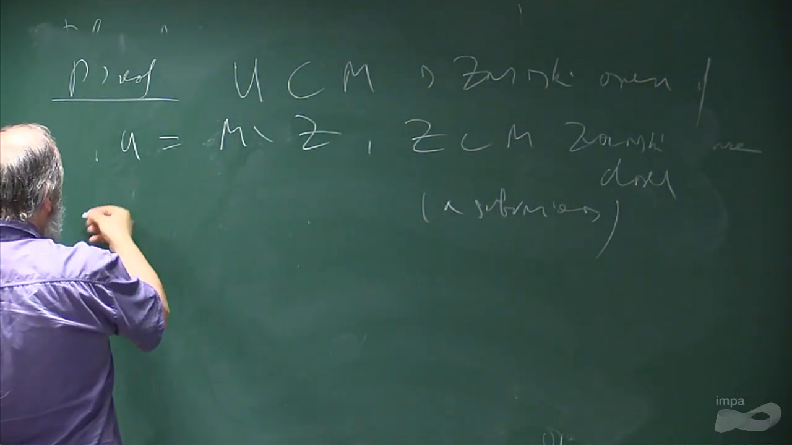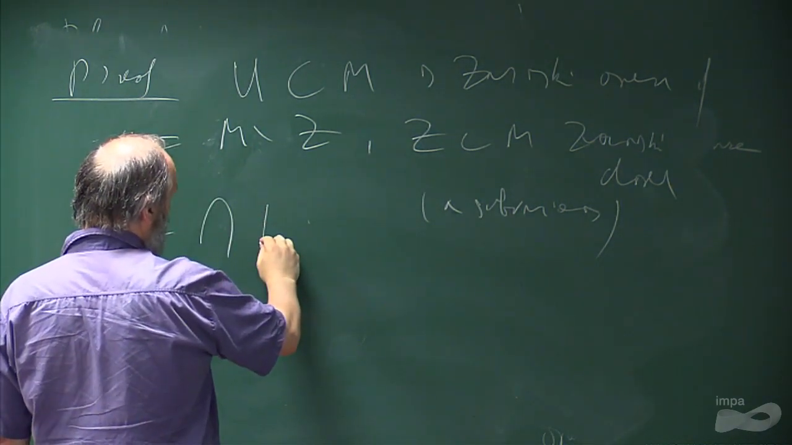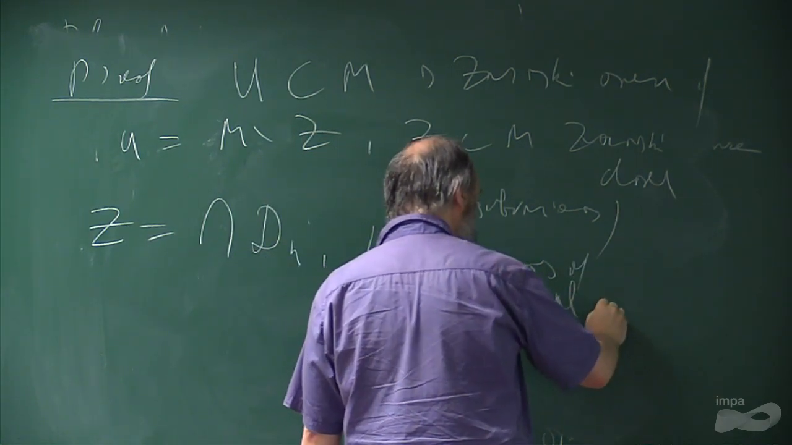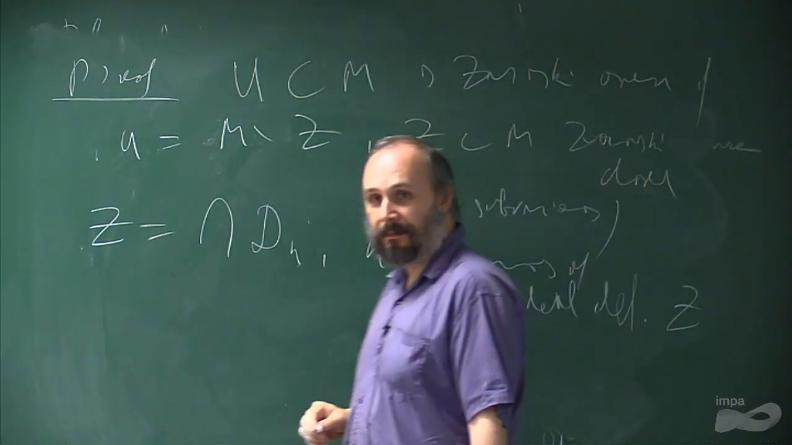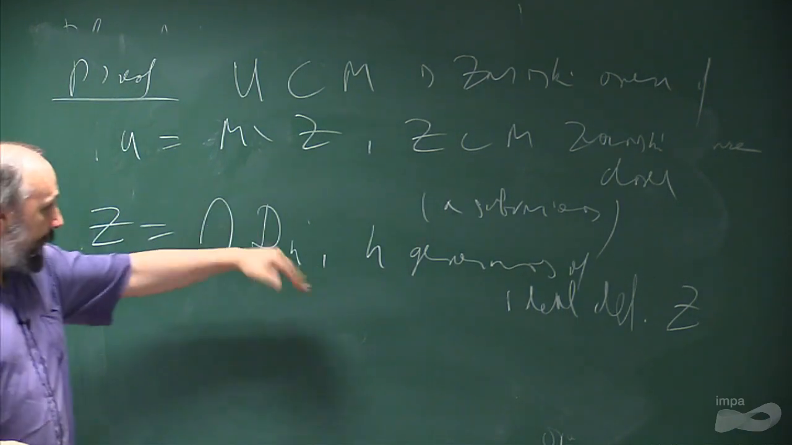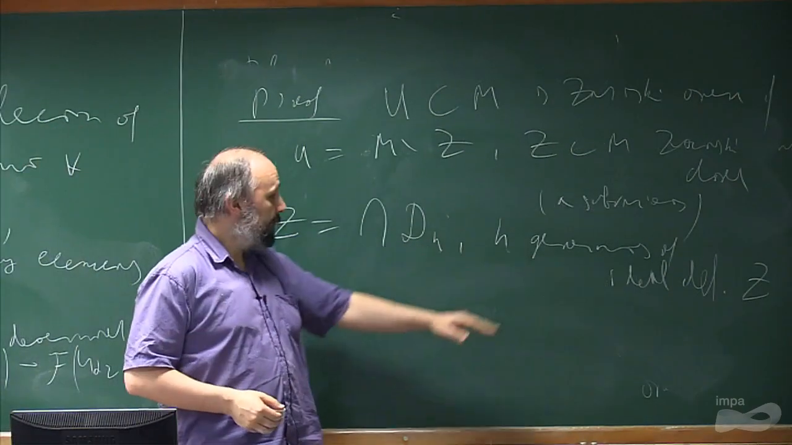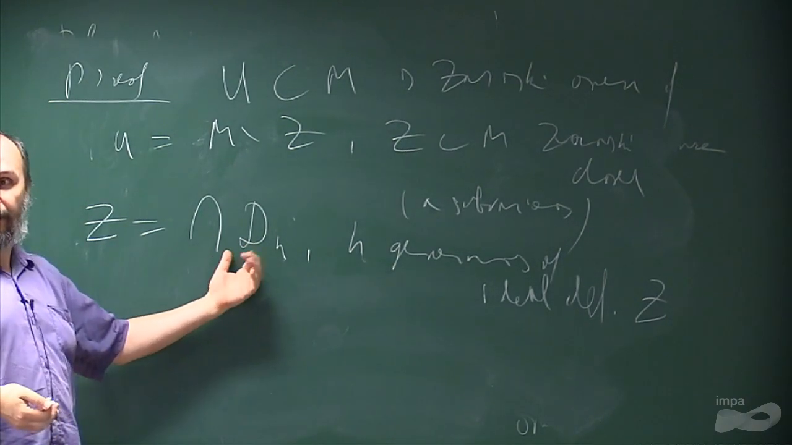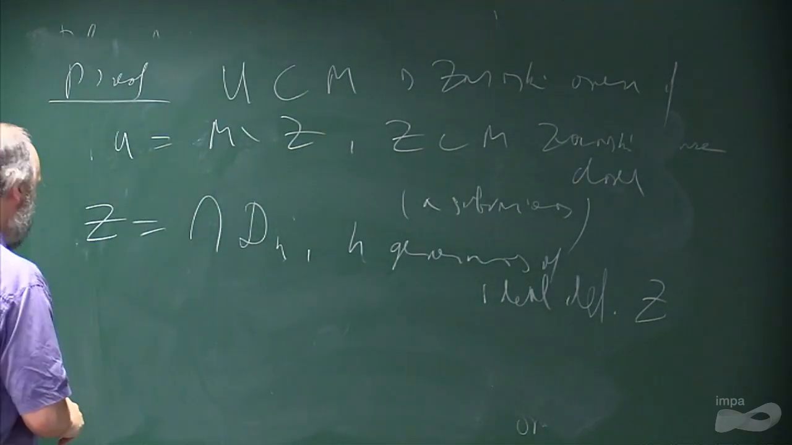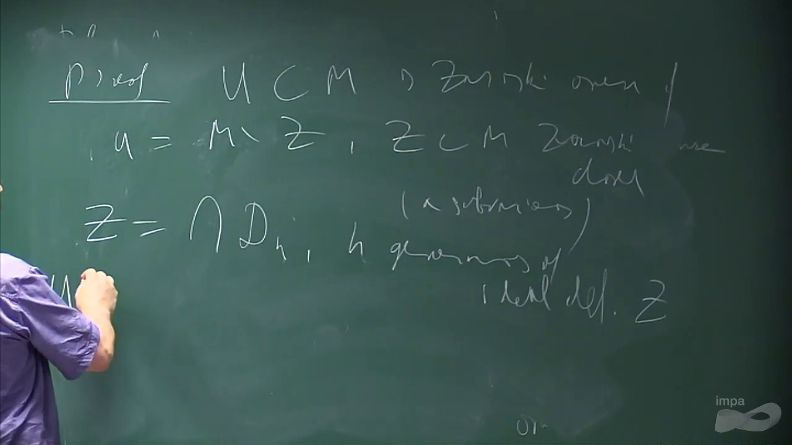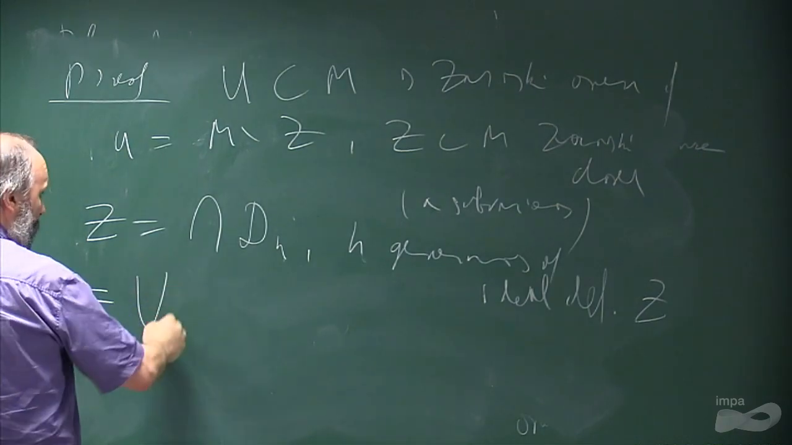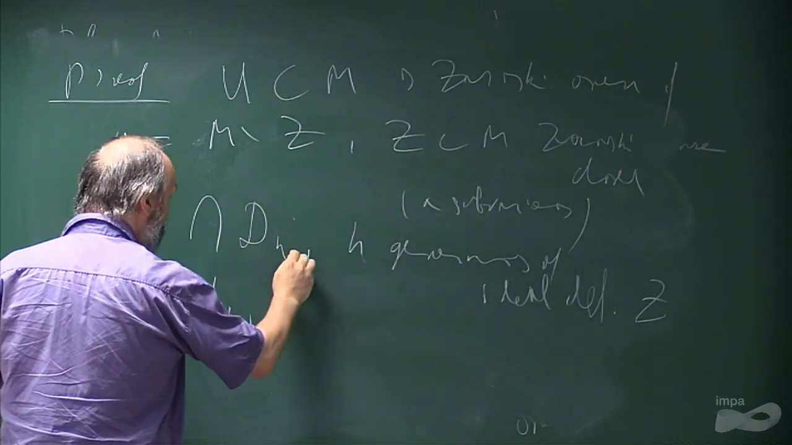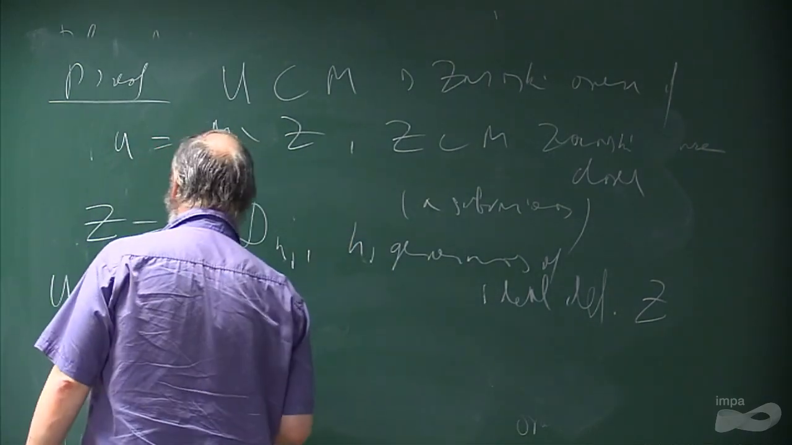Okay, then you represent Z as an intersection of divisors D_H, where H are generators of the ideal defining Z, right? Z is the common zeros of a certain collection of functions. Each of these functions has a divisor of zeros, and Z is just the intersection of all these divisors because it's the common zeros of the collection. Good? Then U is a union. After taking the complement, union and intersection are exchanged, U_H_i. Good.